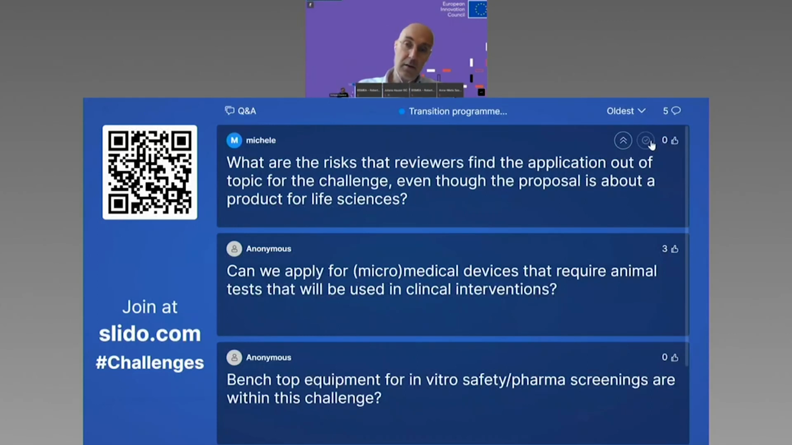It might be that proposals come to the jury phase, to step 2, and the same jury member, the same panel, might assess proposals that are for open or for challenges, because they were submitted under different topics, open and challenges, but are of course in the same area.